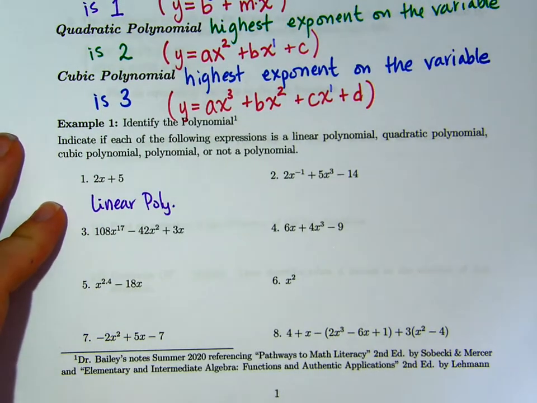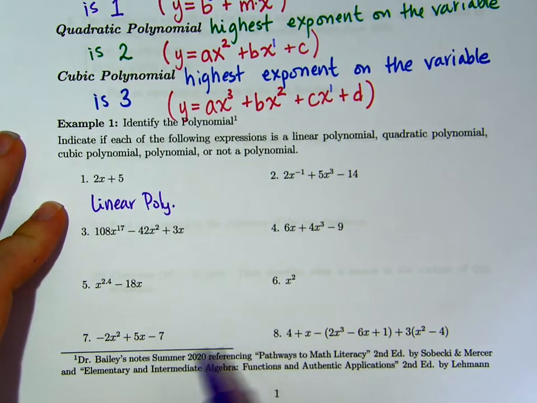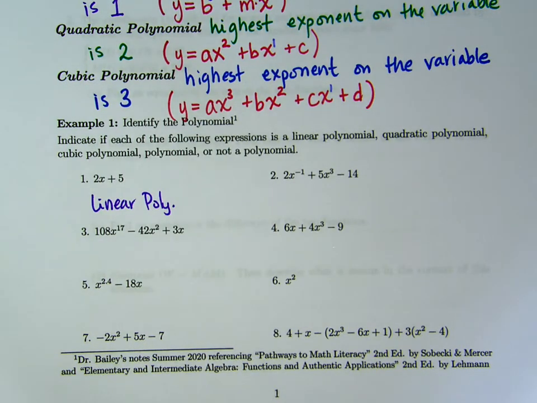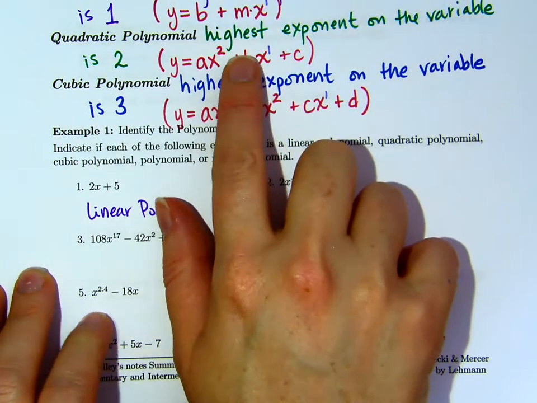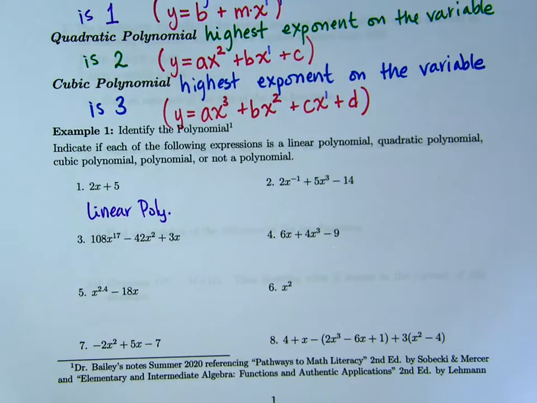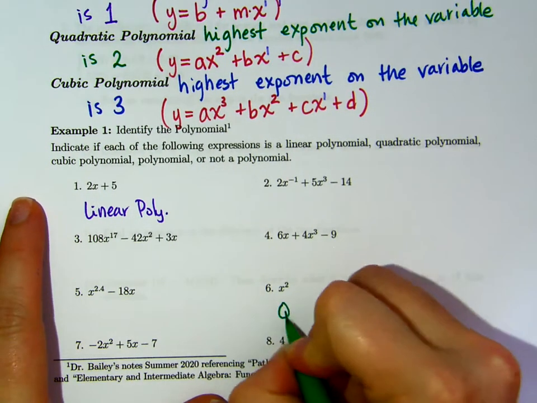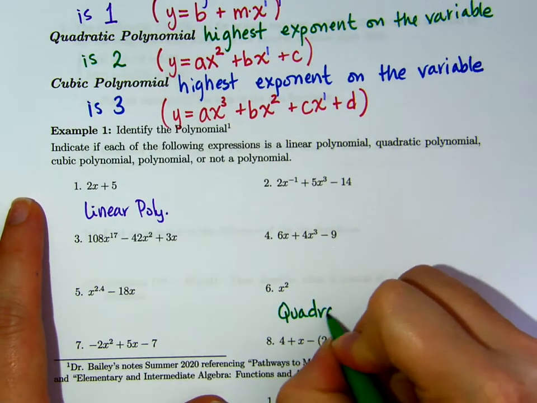Do we have any other linear polynomials where the highest power is 1? Nope, not seeing it. Okay, so linear's done. Now maybe we can go with the quadratics where the highest exponent is 2, and I certainly see this one here. Yes, so this, and as a matter of fact, we actually graphed that in the last section.